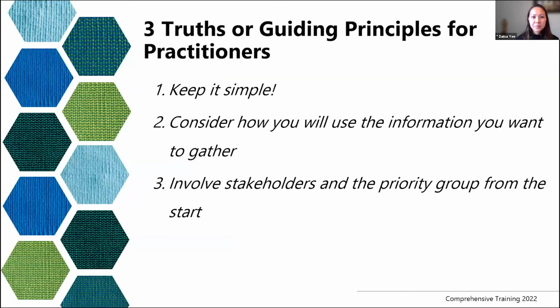Next slide. So three truths for guiding principles for practitioners. Keep it simple. So really just trying to think about what is the information that you need to gather for your community? What is that actionable information? And really trying to narrow it down to those key questions. We don't want to create a super comprehensive survey. When we're doing a rapid survey, we want to keep it as simple as possible.